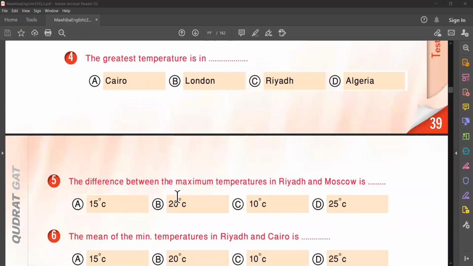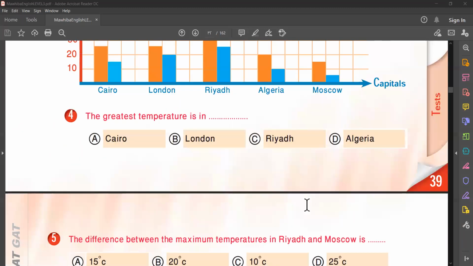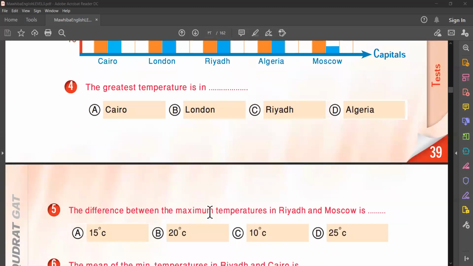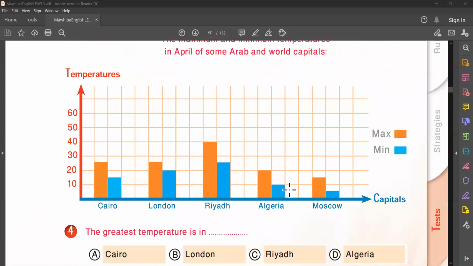The difference between maximum temperature in Riyadh and Moscow. He said the maximum temperature between Riyadh and Moscow. Look here, this Moscow and this Riyadh. Riyadh. What is the difference between?